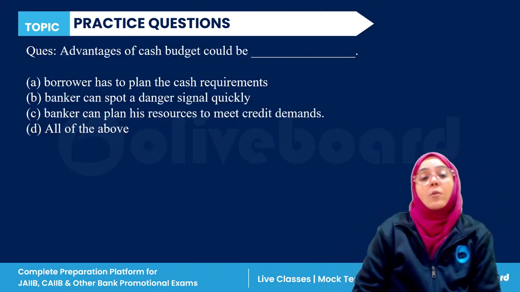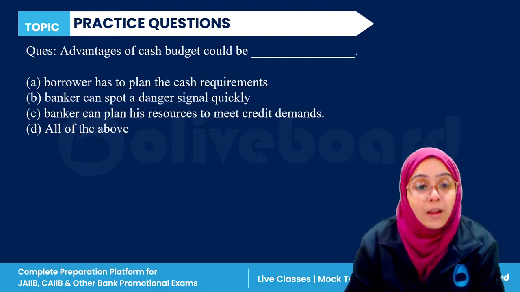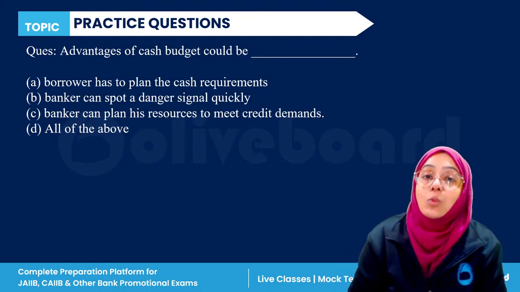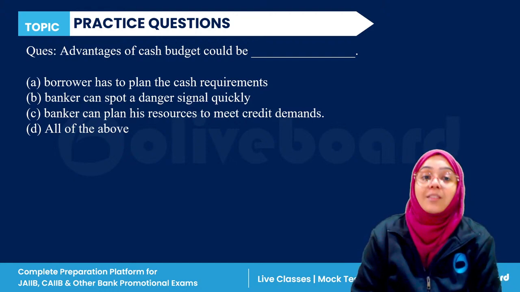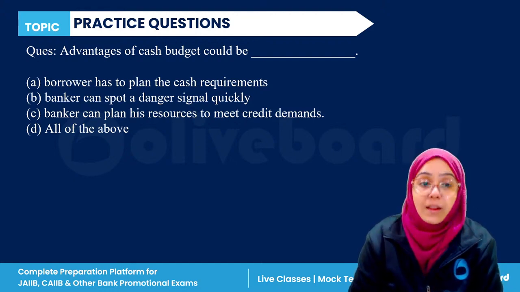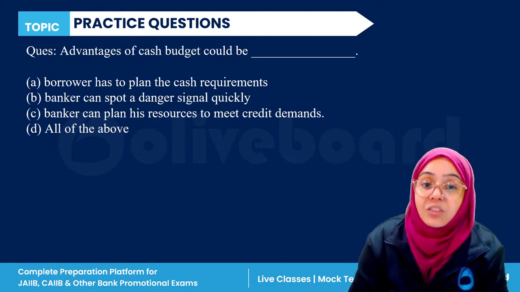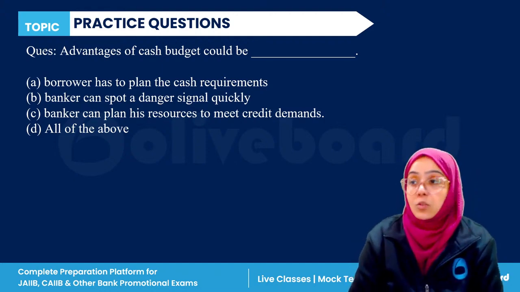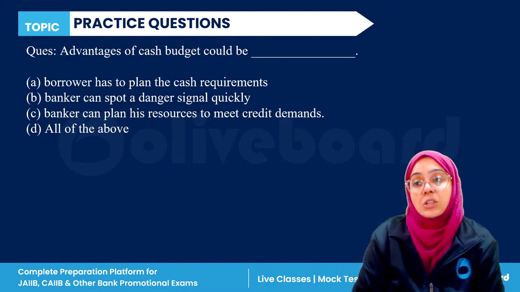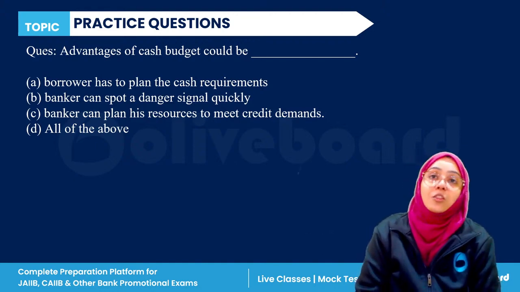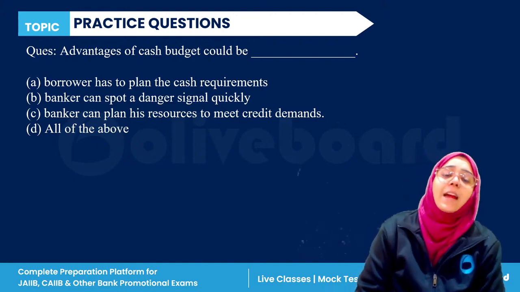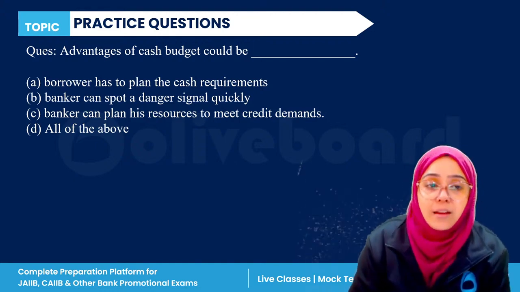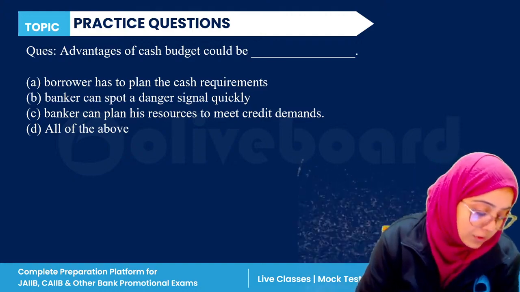Next question. Advantage of the cash budget would be: borrower has a plan for cash requirement, bankers can spot a danger signal quickly, banker can plan his resources to meet the credit demands, or all of the above. Cash budget. What is the advantage of cash budget here? Everyone, please answer this question.